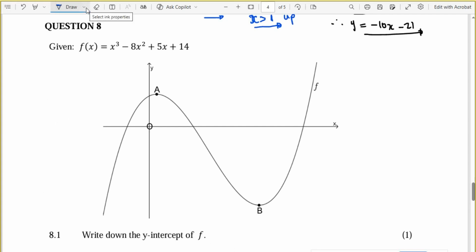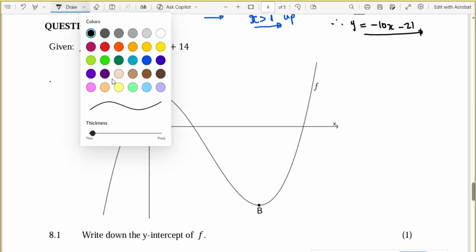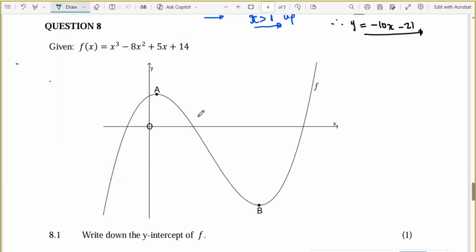When I look at this question 8, they say you are given f at x is x to the power 3 minus 8x squared plus 5x plus 14. The question says write down the y-intercept of f. So you don't have to make any calculations. Just give us the answer and you will get that 1 mark. So can you please tell me what will be the y-intercept here? What do you think will be the y-intercept?